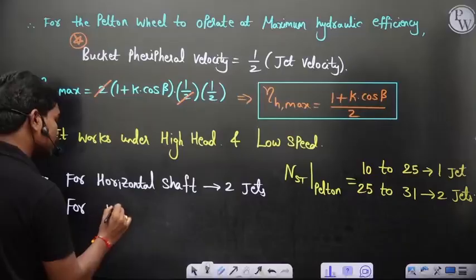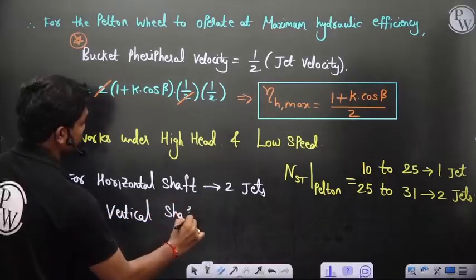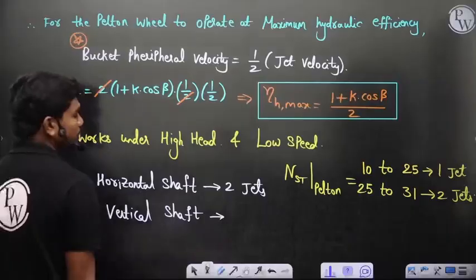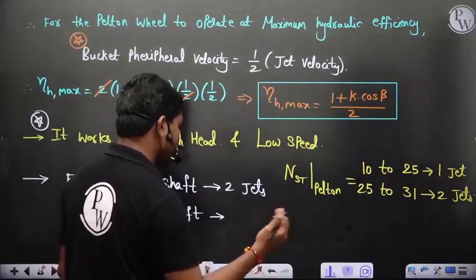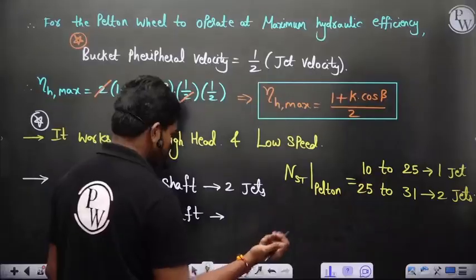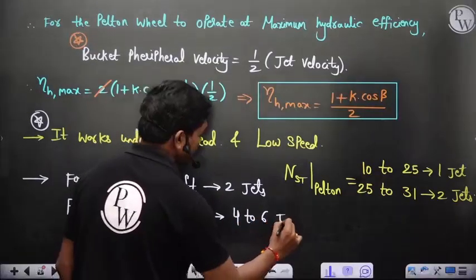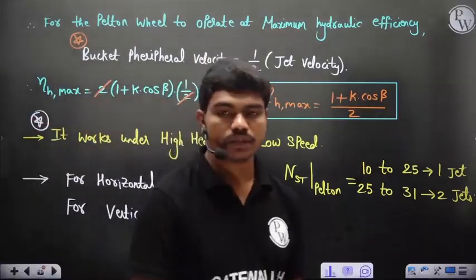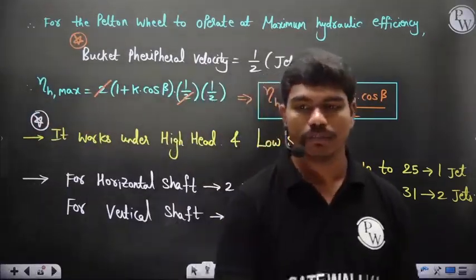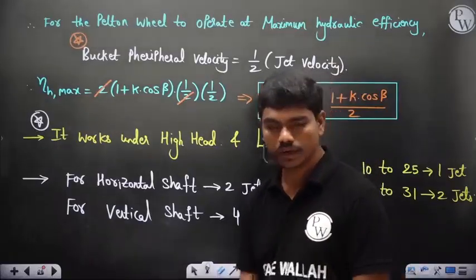So for a vertical shaft machine, they look something like 4 to 6 jets. 4 to 6 jets is what we have here. Okay, so these are some nice salient points about the Pelton wheel, of course, which you can calculate. Clear to all of you?